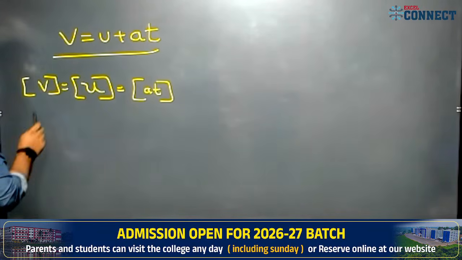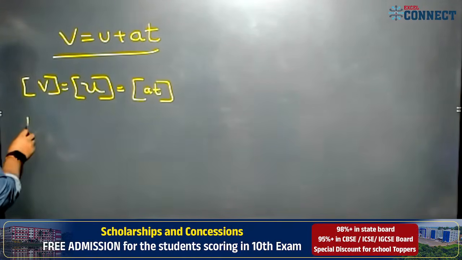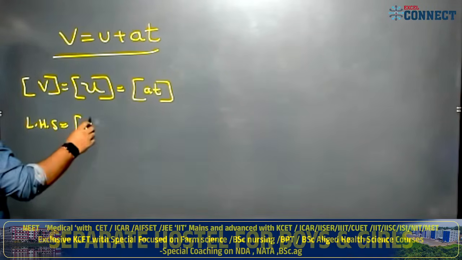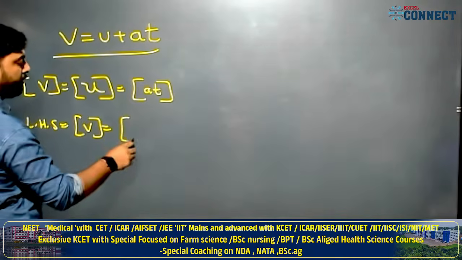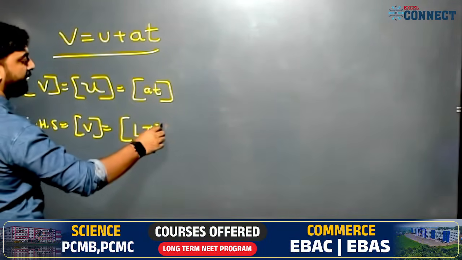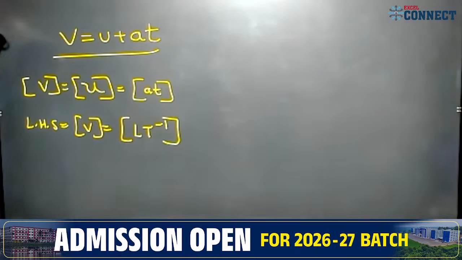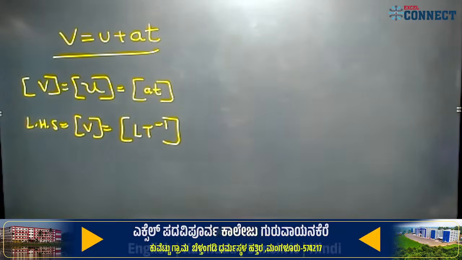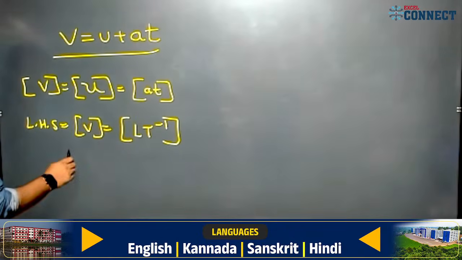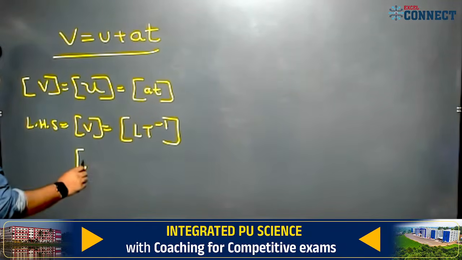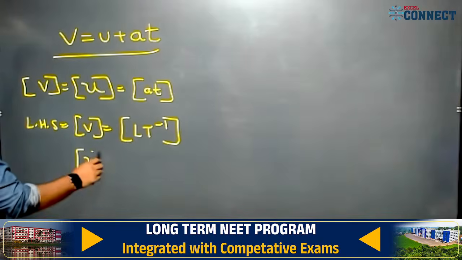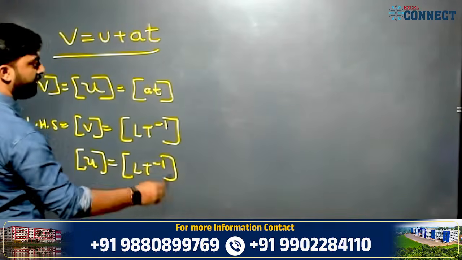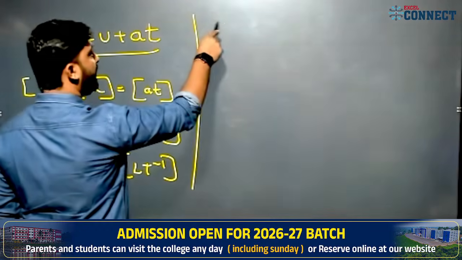What is the dimension of V? On LHS we have V. V the dimension you know, it is L T minus 1. Okay, L T minus 1 because unit is meter per second. Okay, now U then, what is the dimension of U? It is also L T minus 1. Now you have to see what is the dimension of AT.